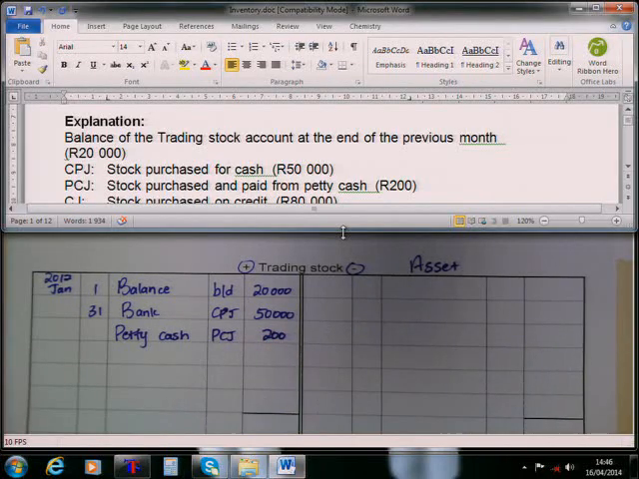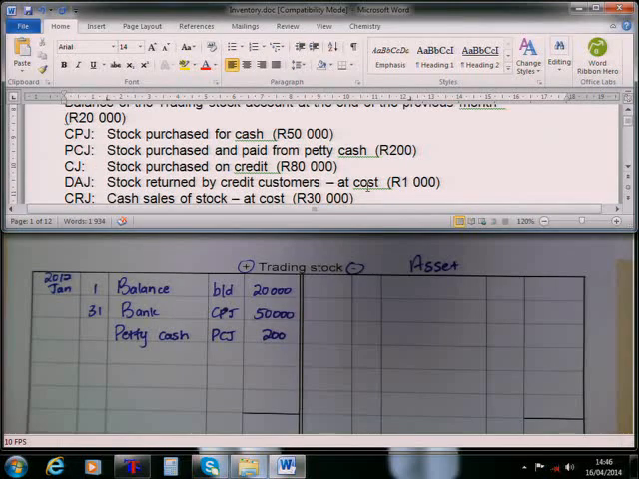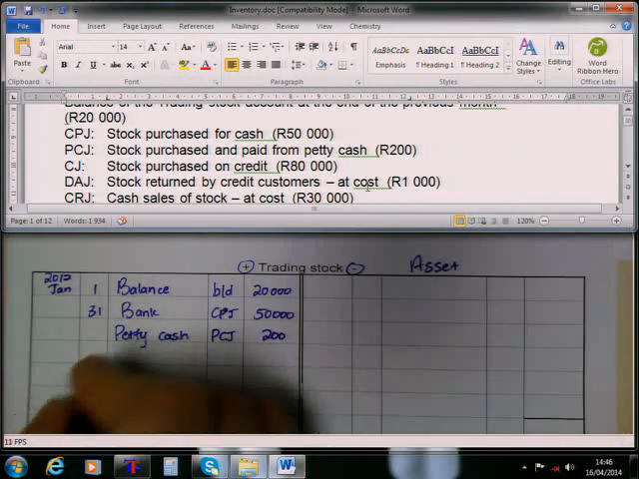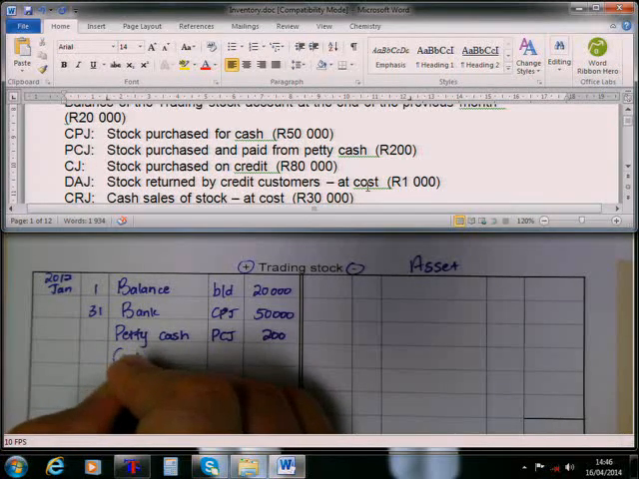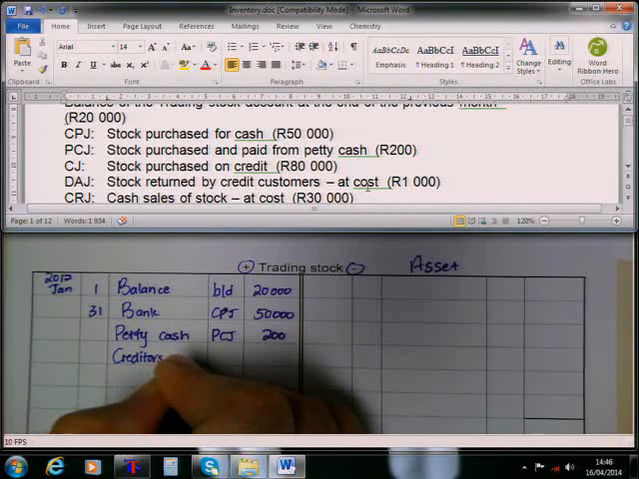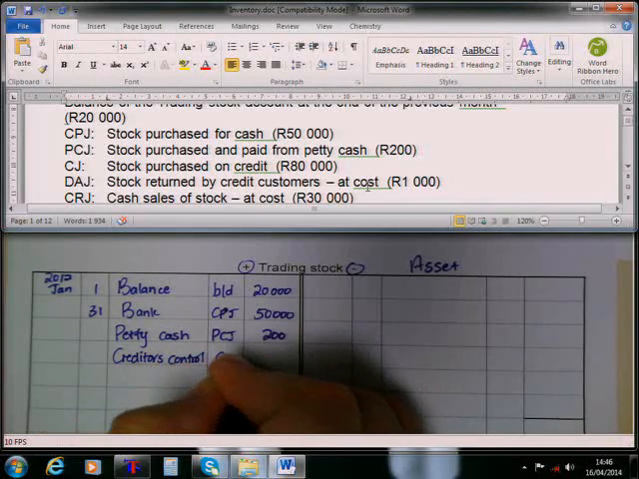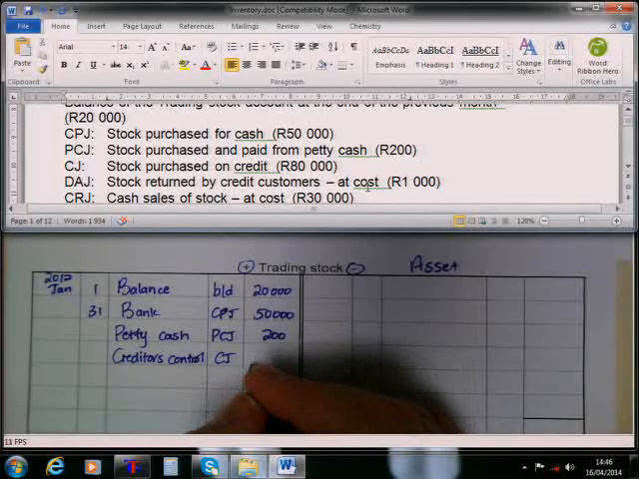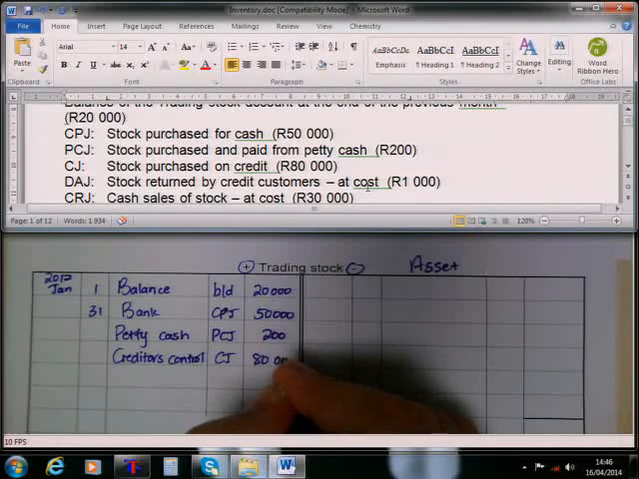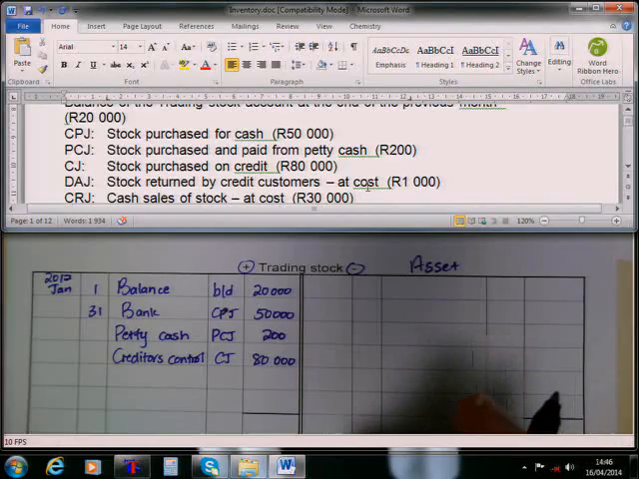200 Rand there. We purchased stock on credit, so that is the CJ. So there we put creditors control, and we put the CJ there, and we put 80,000 there. So you can see that our stock becomes more the whole time.